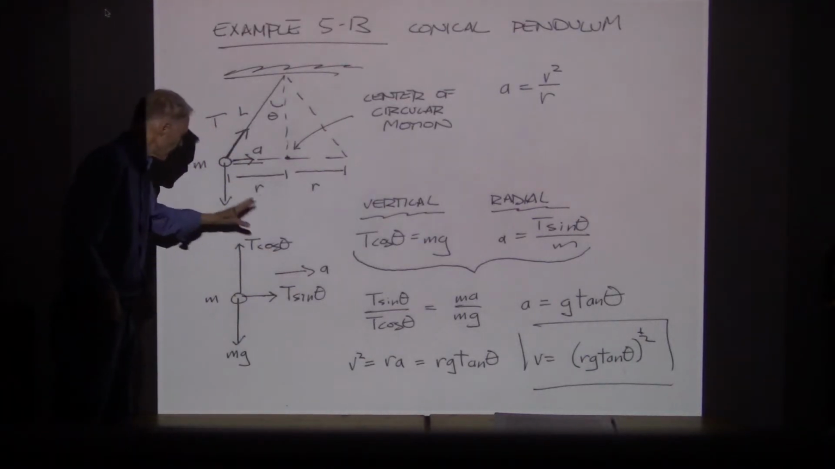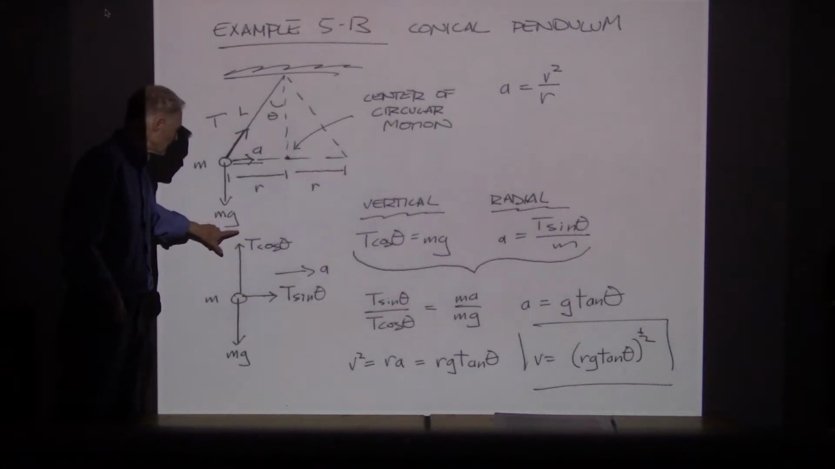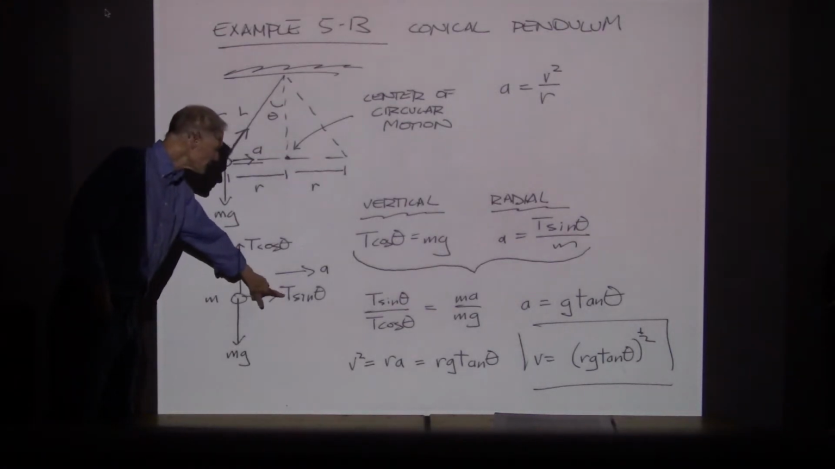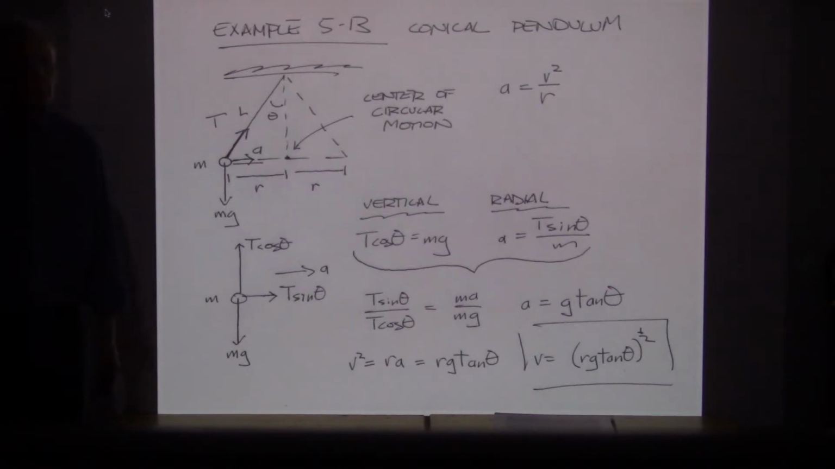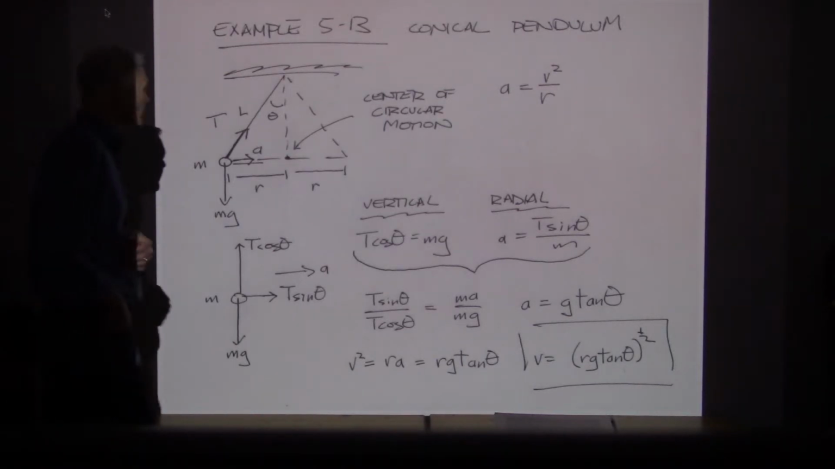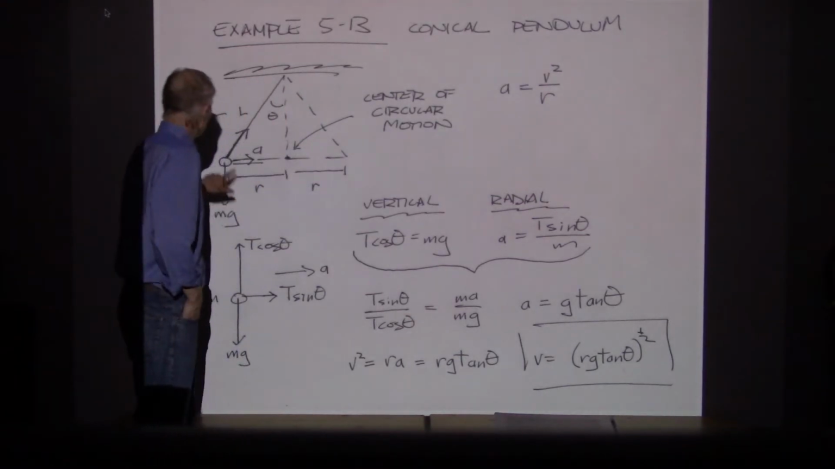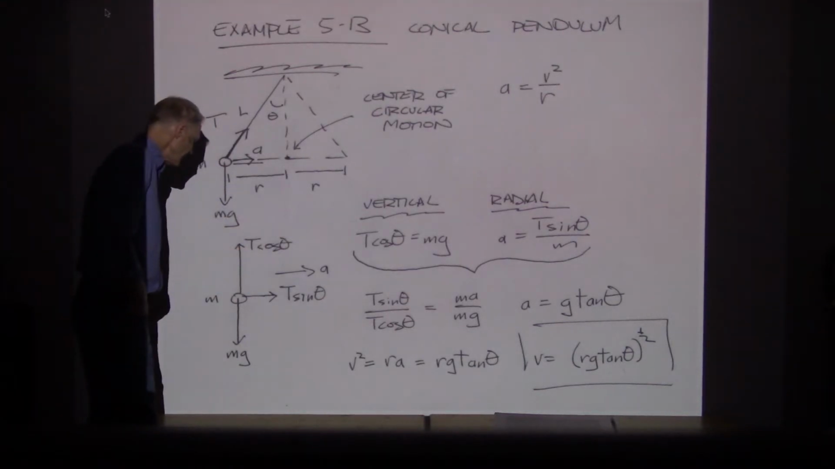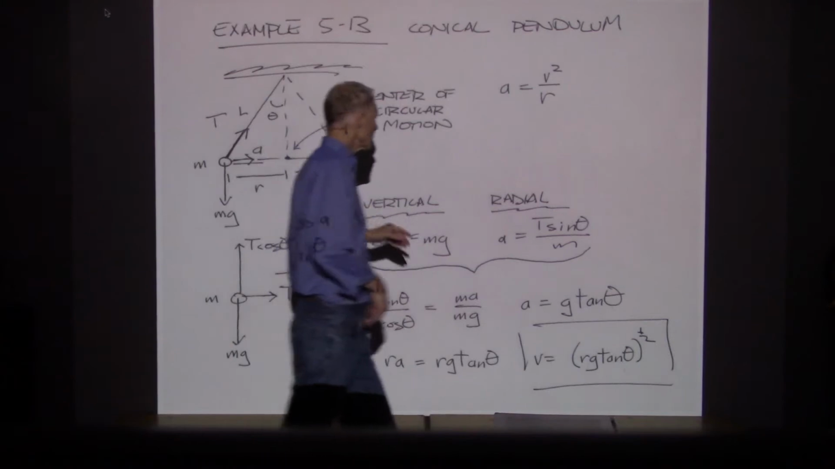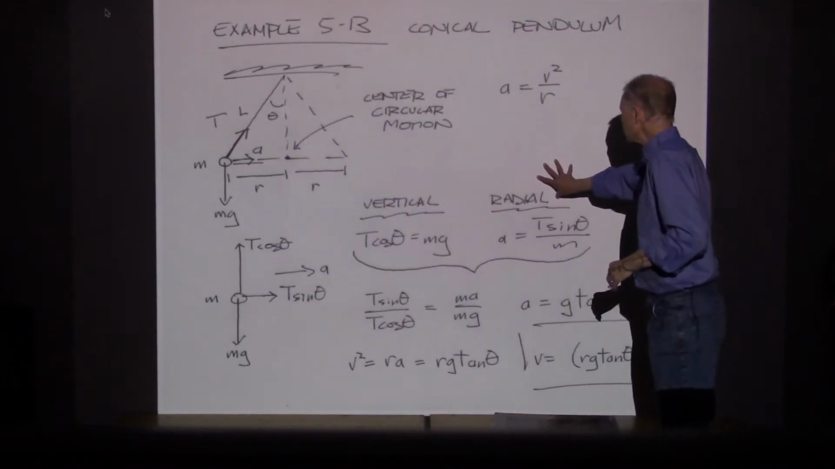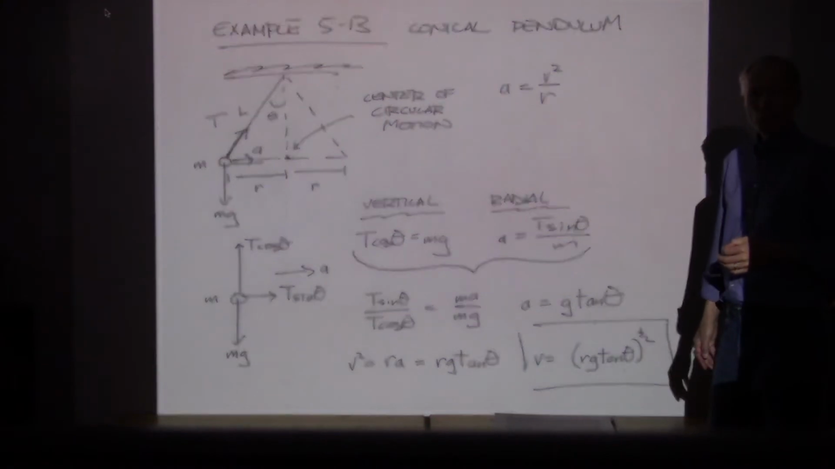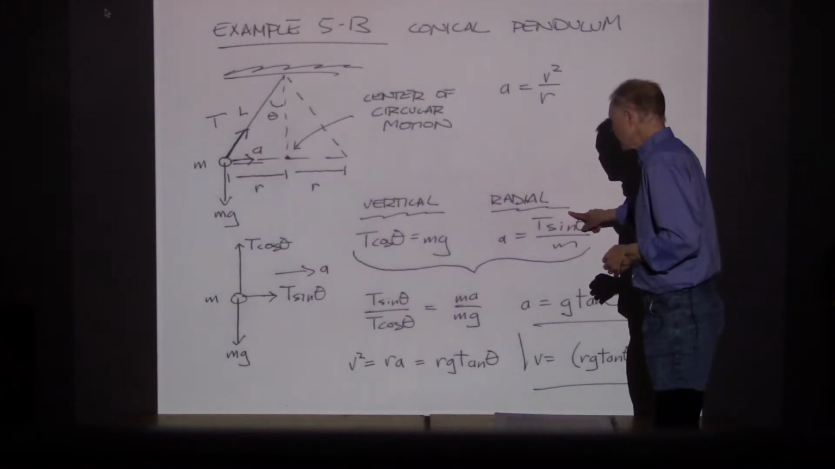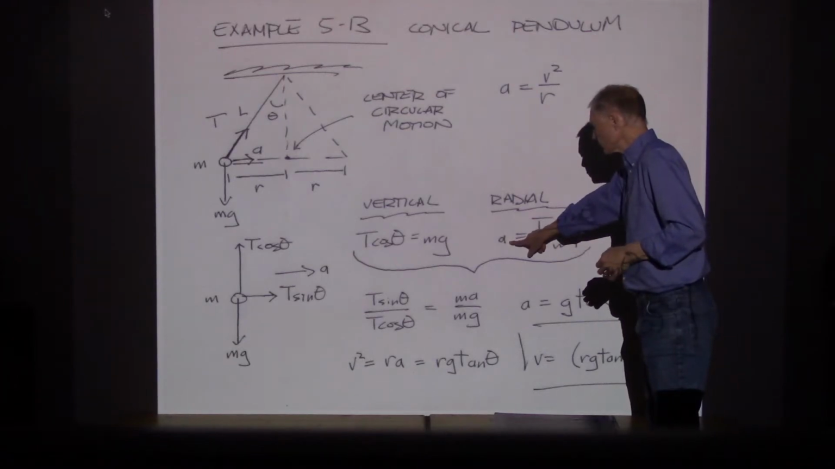So here's my force diagram. I've got an mg, I've got a T cosine theta, and a T sine theta. Which one of those is my centripetal force? Which one is going to provide the centripetal acceleration? And that would be, yeah, T sine theta. So in the vertical direction, I've got T cosine theta equal to mg. In the radial direction, we sometimes refer to this as the radial or centripetal direction, same thing. That's going to be T sine theta equal to m times the acceleration.